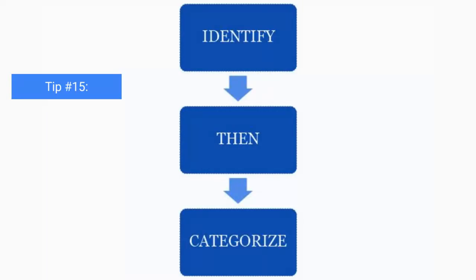Okay, so to end this training, I'm going to go over a few final tips and reminders. So tip 15 is to identify your records and then know how they are stored. So know where they are stored and how they're organized. So again, identify, then categorize. Get rid of what you don't need when you don't need it. And conversely, keep what you need to keep and know where it is.